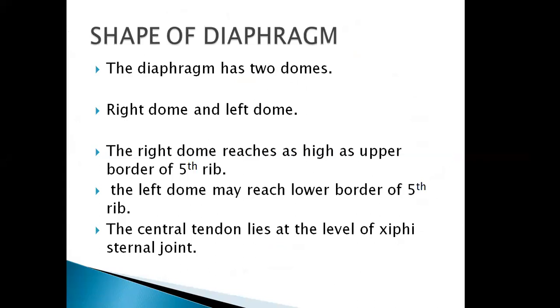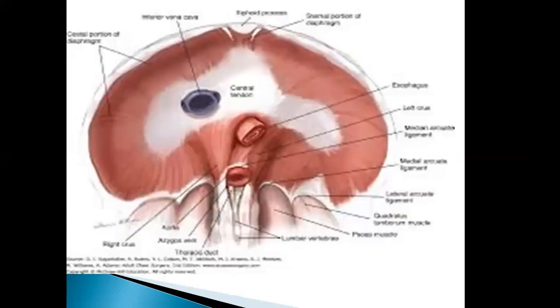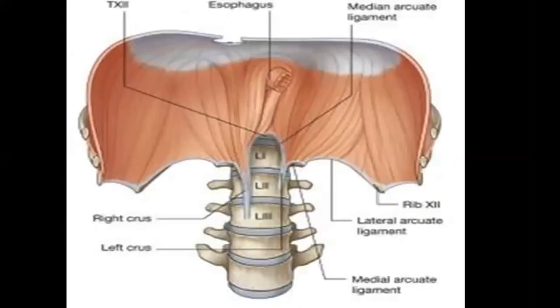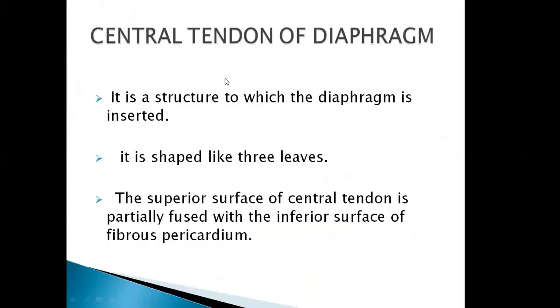Now the shape of the diaphragm, as you already said, is dome shaped. So the diaphragm has 2 domes, the right and the left dome. This is the right dome of the diaphragm, and this is the left dome of the diaphragm. So the diaphragm is dome shaped, consisting of right and left domes.